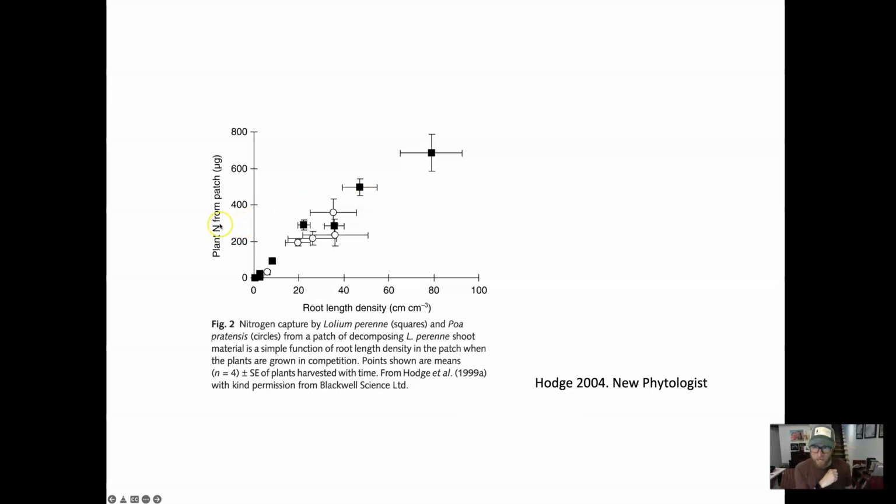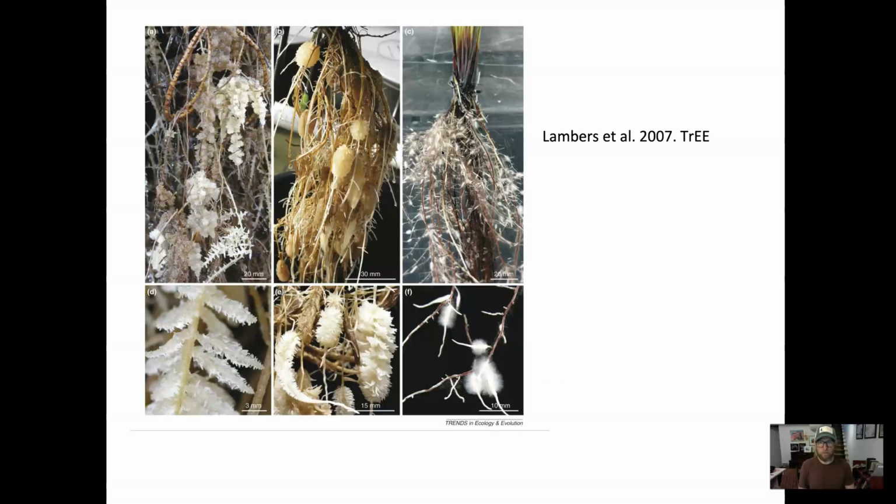And then on the y-axis here, we have how much nitrogen was extracted from that patch of soil. And not entirely surprising, the more length of roots that's in the soil, the more nitrogen can be extracted from that patch of soil. So, not only allocating a lot of biomass below ground, but putting lots of roots, a high density of roots in the soil, allows plants to really extract a lot of the nutrients in that patch.